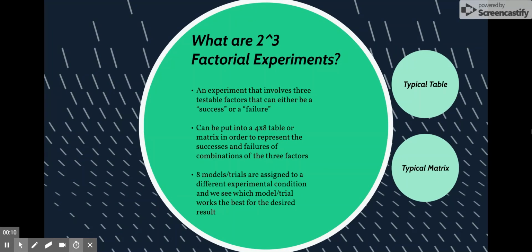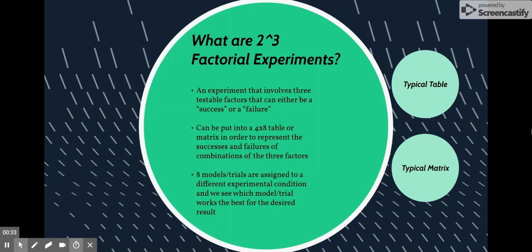In general, they're an experiment that involves 3 factors that are tested, and they are either considered a success or a failure. In general, it's put into a 4x8 table or a matrix to represent all the combinations of these 3 factors. There are 1-level and 2-level experiments. 1-level experiments involve 8 trials, where 2-level experiments would involve 16.